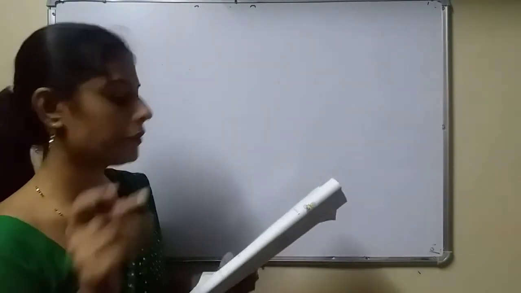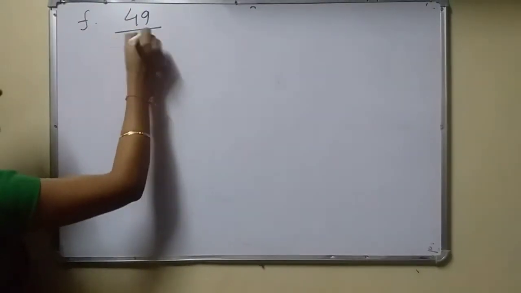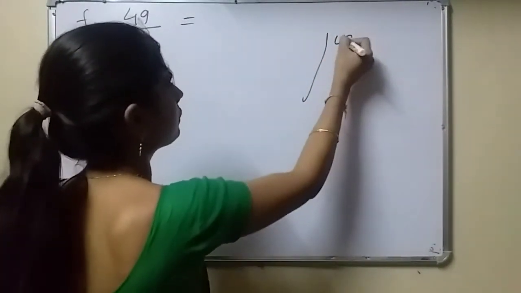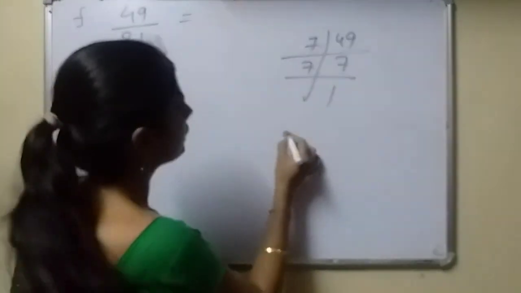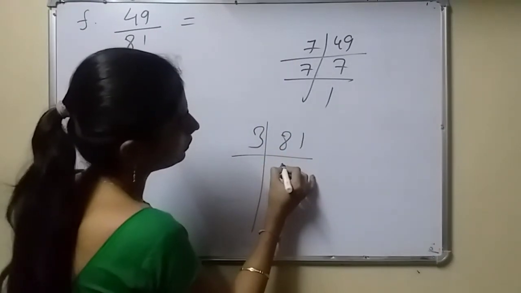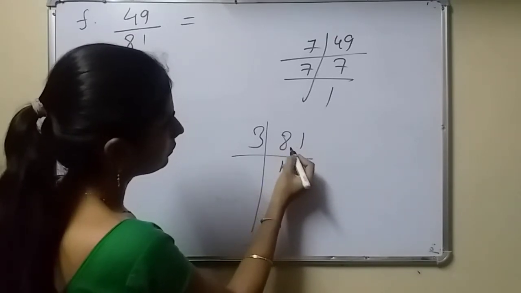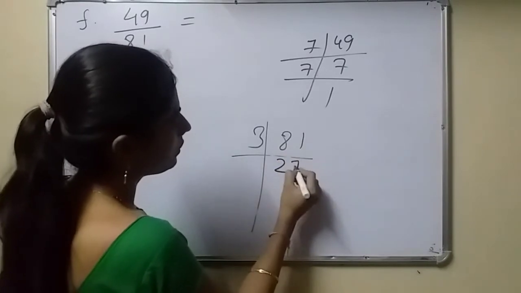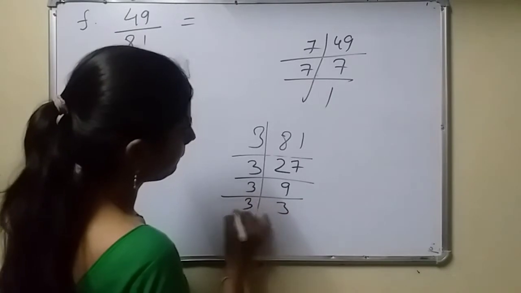See, the rest of the questions you have to solve. See F, we will solve 49 by 81. How can you write 49? Take the LCM. 7 7s are 49, 1. 81: 3 1s are 3, remainder, 3 2s are 6, remainder 2, 7, 3 9s are 27, 3 3s are 9, 1.